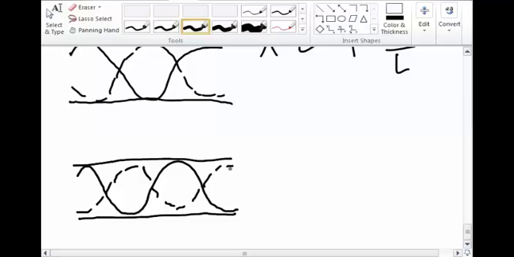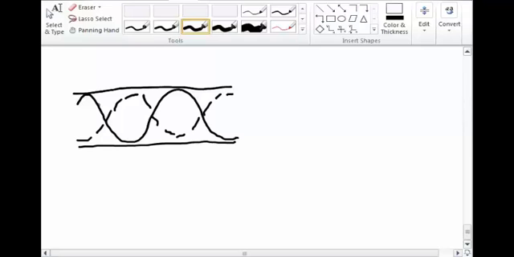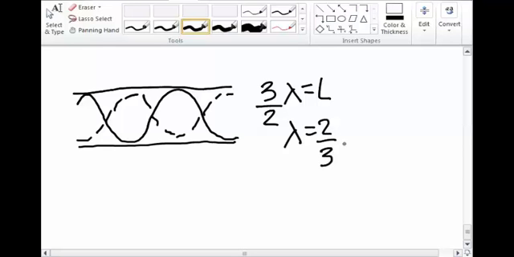Alright, so how many wavelengths do I have here? If this whole complete guy right here is 1, do you think maybe this is a half? Because we decided up here that this was 1 wavelength. So now I have 1.5 wavelengths. Okay? That would make my wavelength 2/3 L, which would then make my frequency equation look something like this.